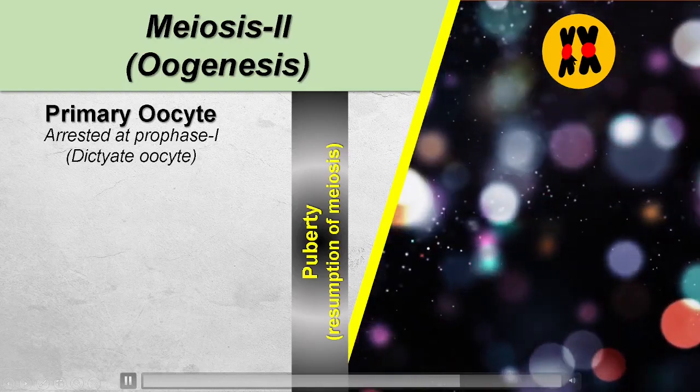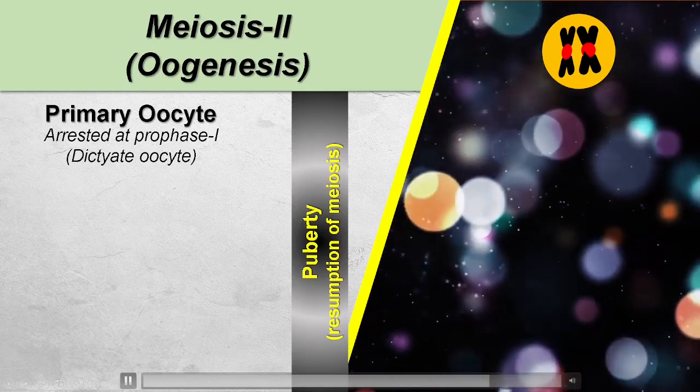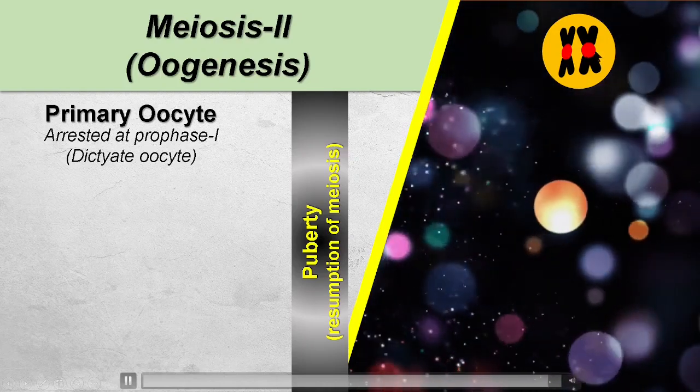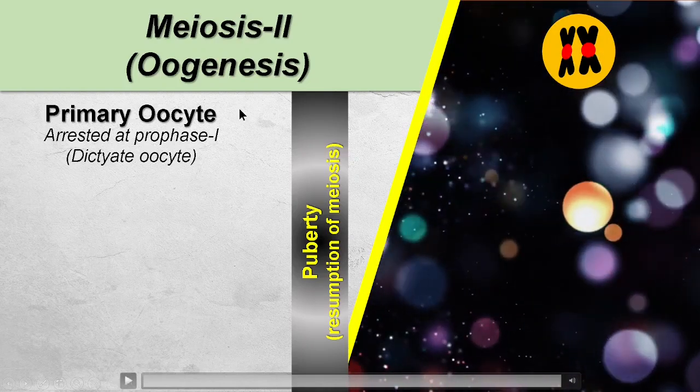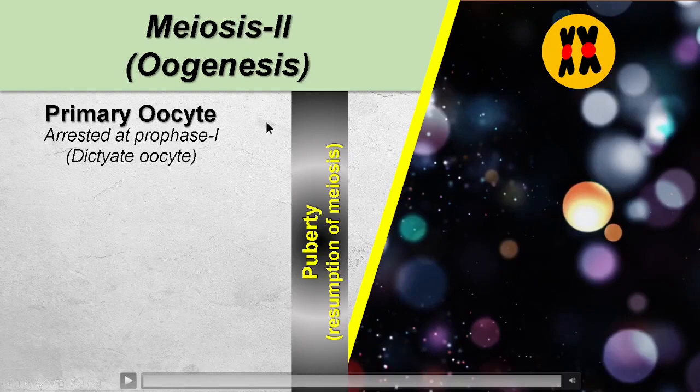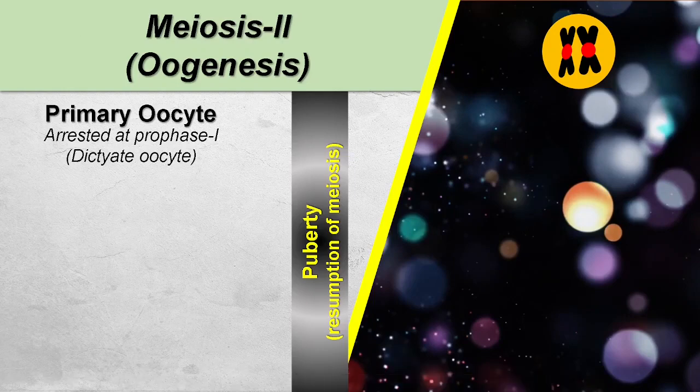Even though the primary oocyte is still arrested at prophase 1, it is in the diploid number but in double structure. So to begin meiosis 2, they first have to complete the meiosis 1 division. At the time of puberty, some of the primary oocytes are recruited by the ovary, and those primary oocytes complete their first meiosis division.